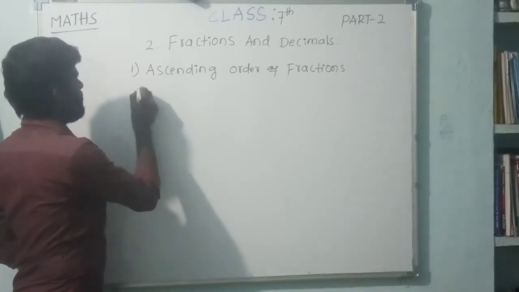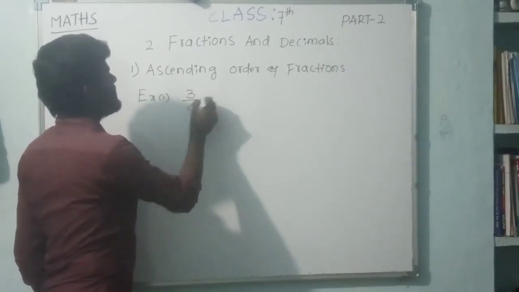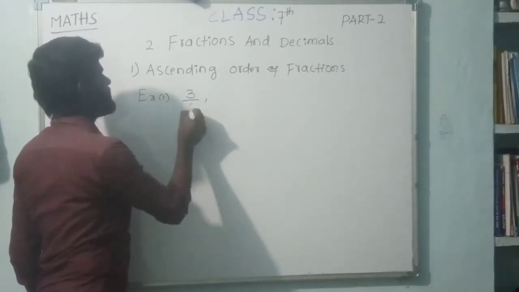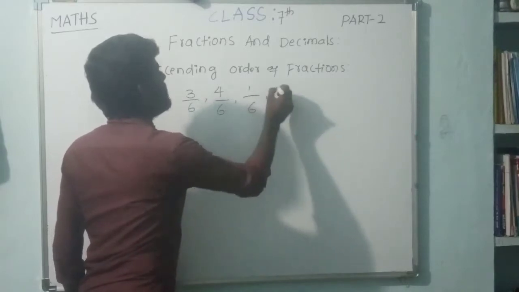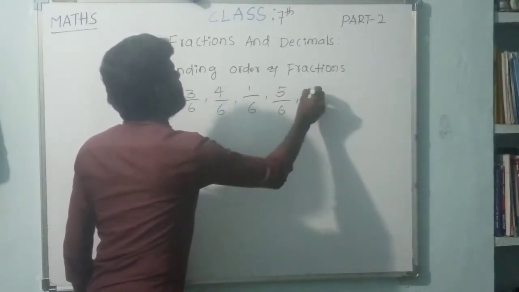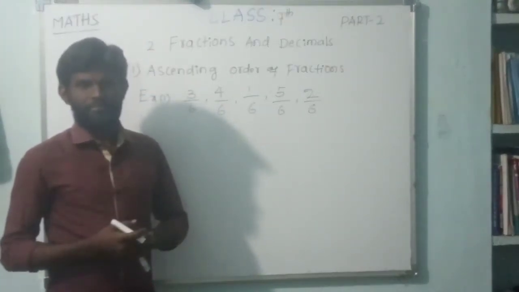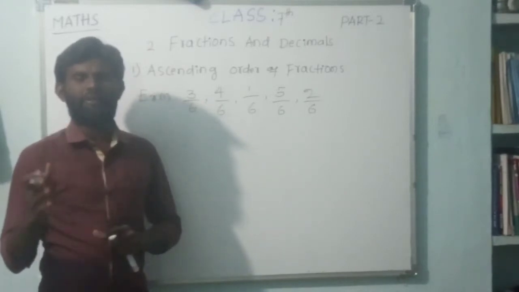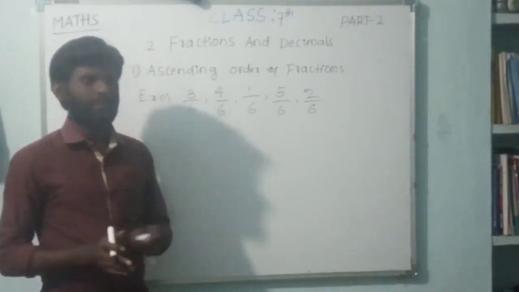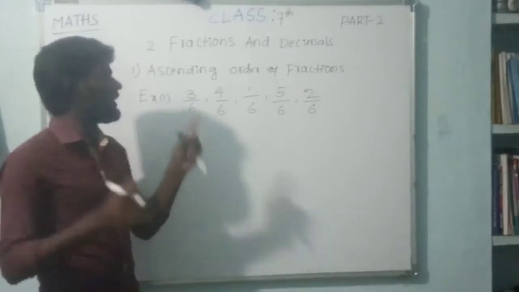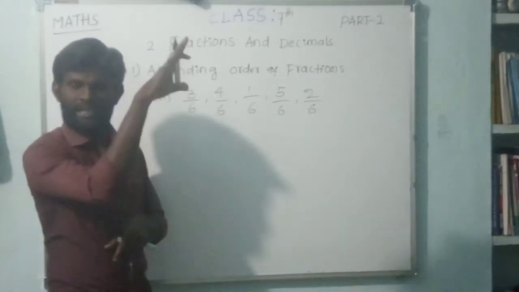Example 1, dear students. Suppose 3 by 6, 4 by 6, 1 by 6, 5 by 6, then 2 by 6. These are the like fractions, dear students, you know that very well. Like fractions means fractions having the same denominators. Here ascending order means, as I told you in my previous class, increasing order.